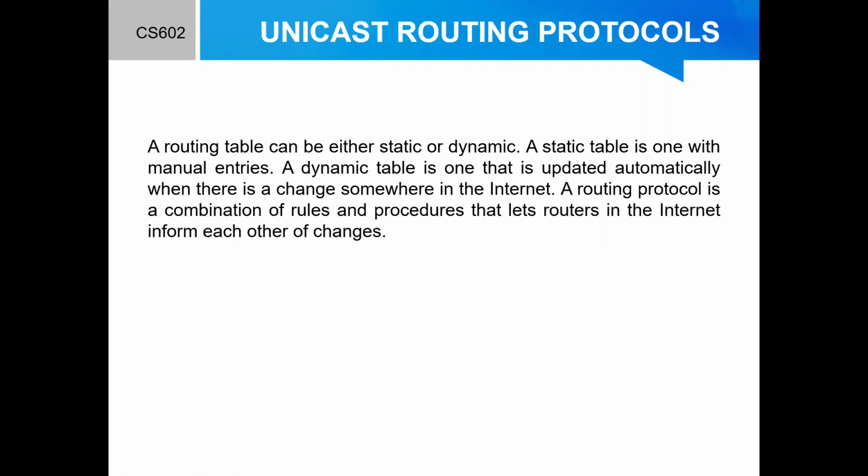A routing table can be either static or dynamic. A static table is one with manual entries. A dynamic table, on the other hand, is one that is updated automatically when there is a change somewhere in the internet. Today, an internet needs dynamic routing tables.